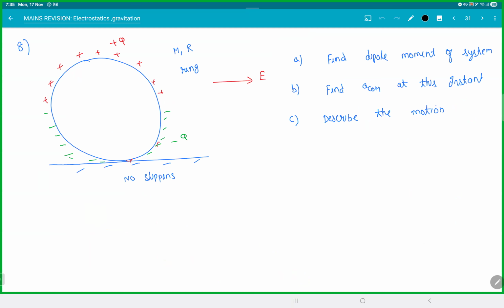Let's get the next one. We have a ring. The upper half is plus q, bottom half is minus q. Find the dipole moment of the system, acceleration of the center of mass, and describe the motion. Exam options will be like it's an oscillatory motion, SHM, something of that sort.